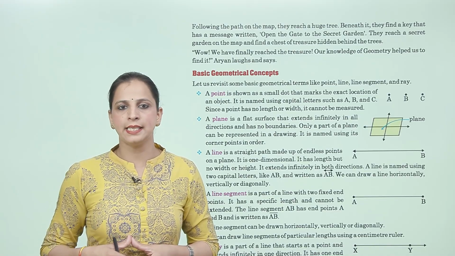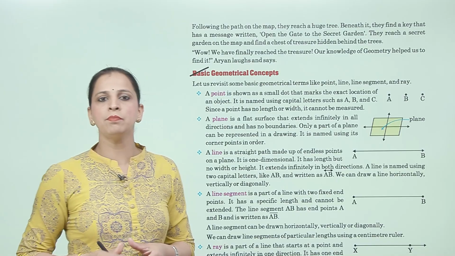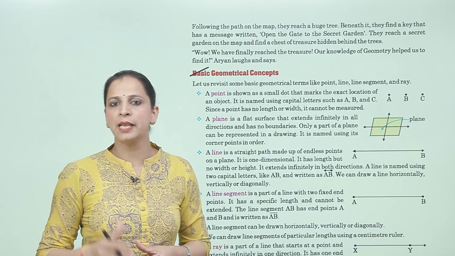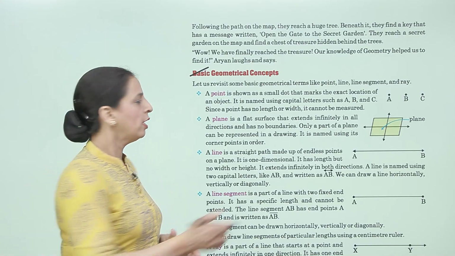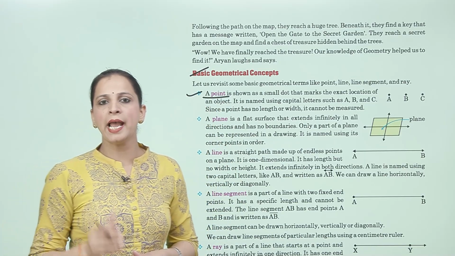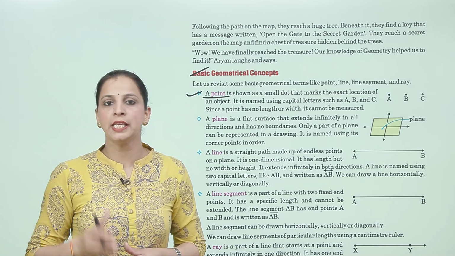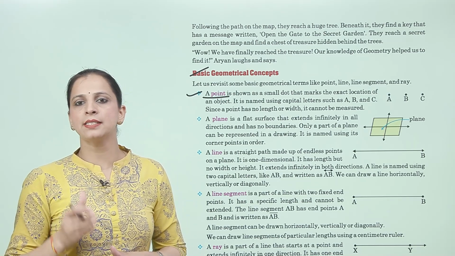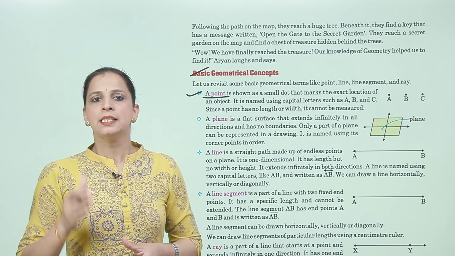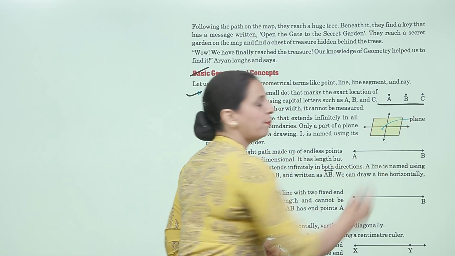Aryan laughs and says, now basic geometrical concepts. Let us revisit some basic geometrical terms like point, line, line segment and ray. First, a point. A point is shown as a small dot that marks the exact location of an object. It is named using capital letters such as A, B and C. Since a point has no length or width, it cannot be measured.